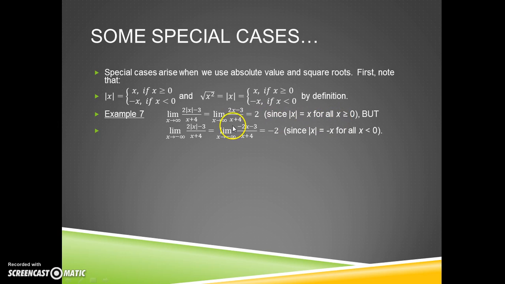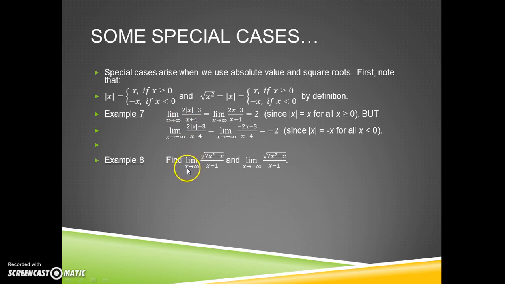But if we were to go to negative infinity, that limit as x goes to negative infinity of (2|x| − 3) over (x + 4), the 2 times absolute value of x will go to negative 2x, since absolute value of x is negative x for x less than 0. So the overall limit will end up being negative 2. You get two different limits going to different infinities.